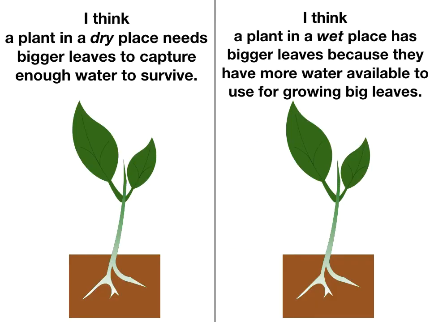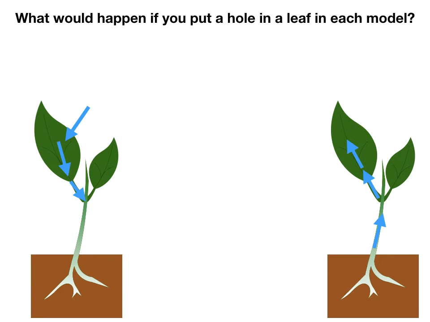So let's look at two other thoughts. So one student thinks that a plant in a dry place needs bigger leaves to capture enough water to survive. So what are we going to draw for our arrows to represent the flow of water in that situation versus the student that thinks a plant in a wet place has bigger leaves because they have more water available to use for growing big leaves? Where is the water going to travel in that scenario? And so we get our students to share those and maybe annotate in the zoom annotation feature. And we might see pictures that look kind of like these.